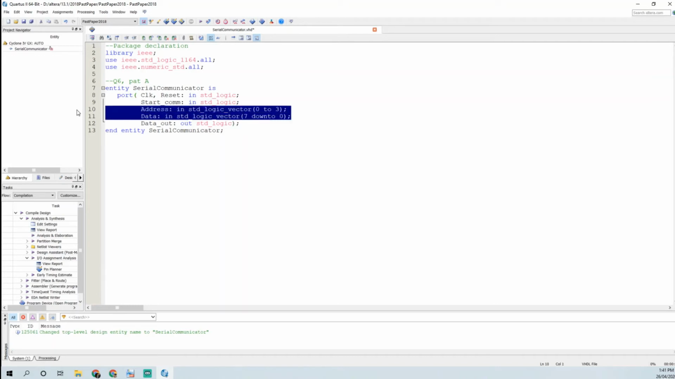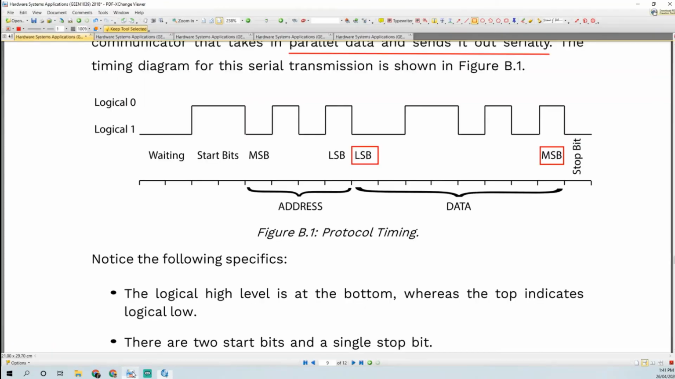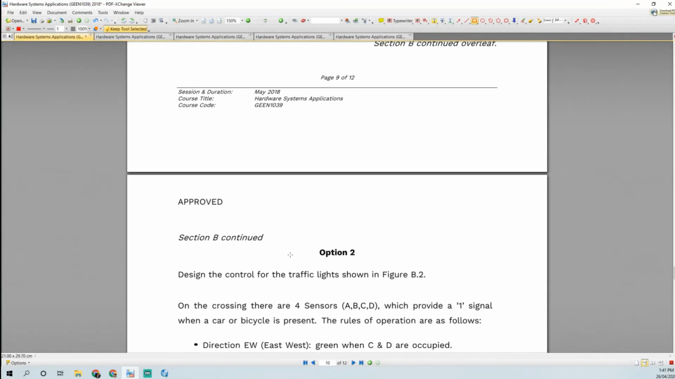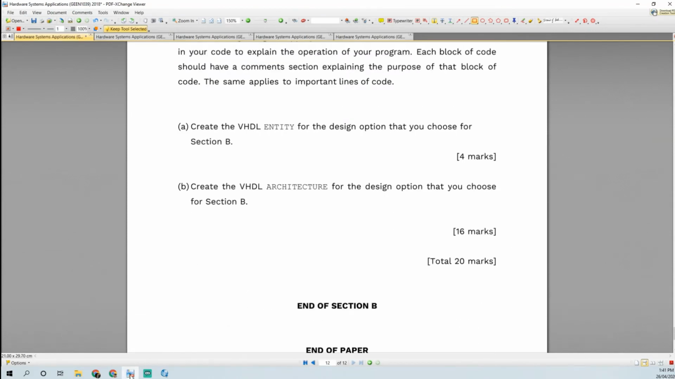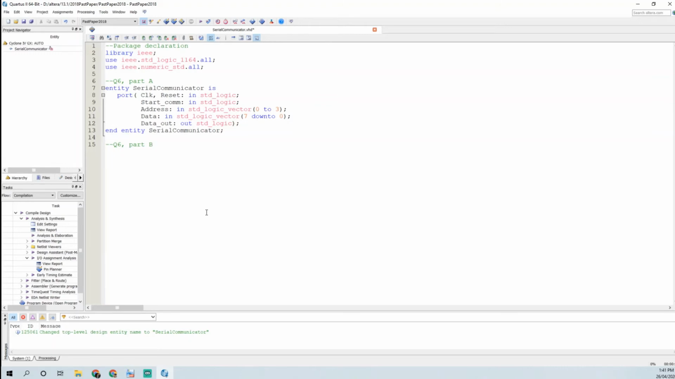This may be a little bit confusing at first, but when we write out the rest of the program, we will see exactly where that 0 to 3 and 7 down to 0 comes into play in terms of the significance of bits. Okay, so let's move on now to part B of the question. All right, so part B asks us to write the architecture for 16 marks. And of course, the architecture is where we're going to have all our process blocks and all those things. So, yeah, let's just start off here.